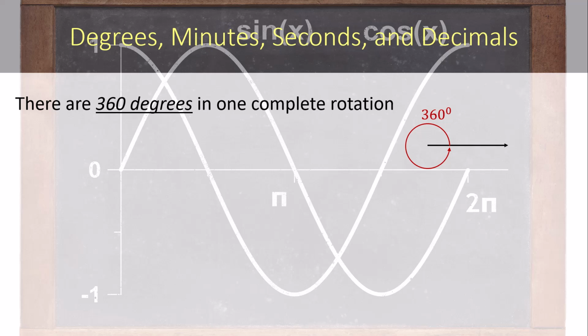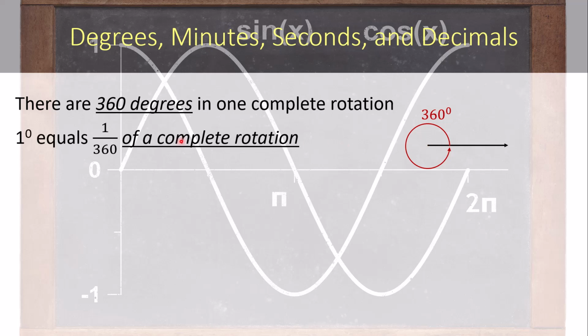Hi everybody, in this video we are going to talk about angle measures, specifically the measure of degrees, which should be familiar to most of you. Now, it turns out that in our degree measure, one rotation is equal to 360 degrees. As a consequence, 1 degree is 1/360th of a complete rotation.